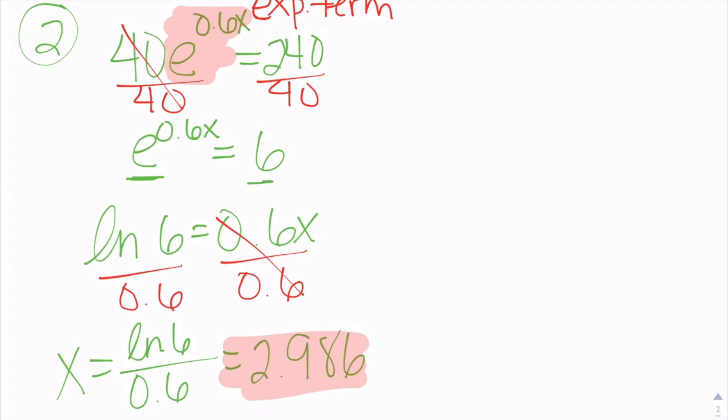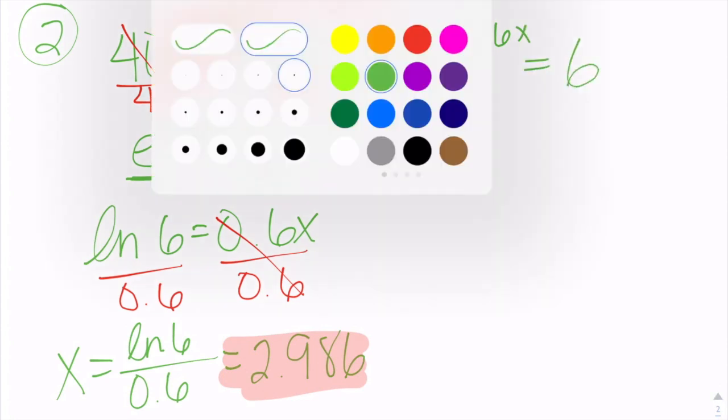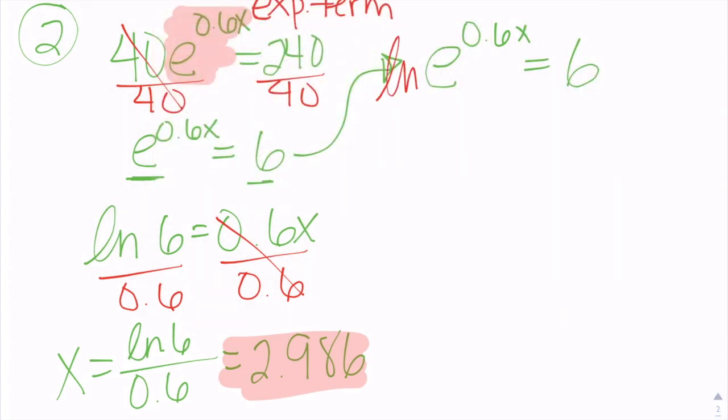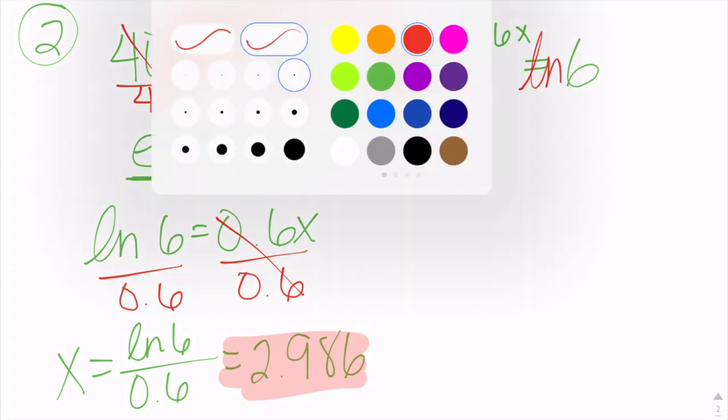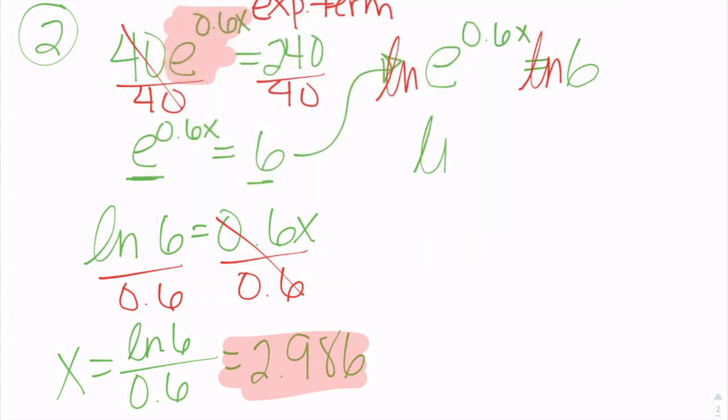And now if we were to solve this by taking the natural log of each side, we're going to start right here after we've already isolated our exponential term. So e to the 0.6x equals 6. And then I'm going to take the natural log of each side. And so I get the natural log of e to the 0.6x equals the natural log of 6.